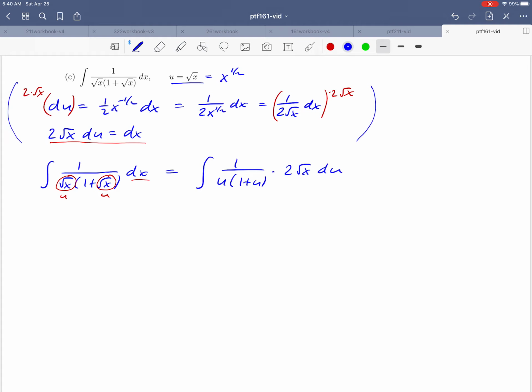What's a little bit strange this time is we don't get any cancellations. So notice that this can't be a final answer because there's still an x in it. There's a square root of x. We need to rewrite that in terms of u. But notice that u, the top of our problem, is equal to the square root of x. So we can substitute one more time and replace that square root of x with a u. So what do we have here? 1 over u times 1 plus u times 2u du. And we could maybe simplify that by taking the 2u and putting it into the numerator.